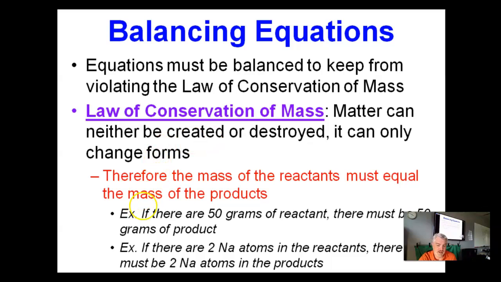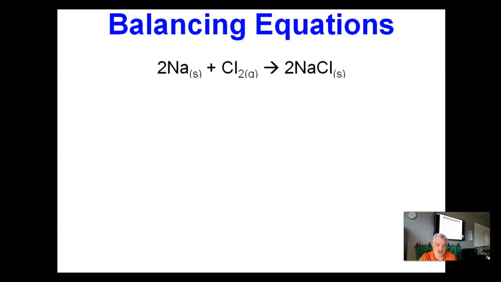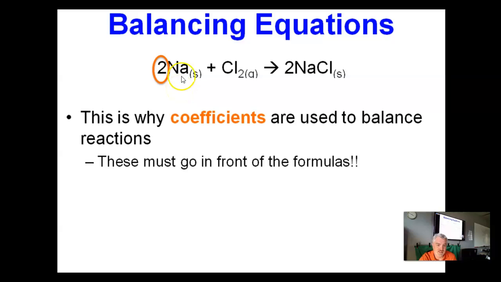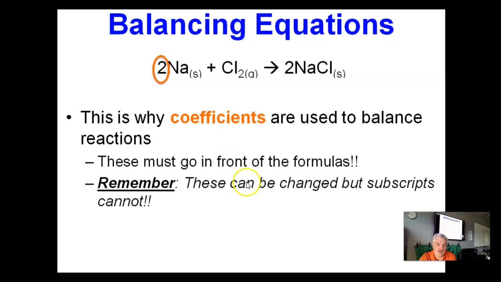If there are 2 sodium atoms in the reactants, there have to be 2 in the products, and that's what balancing equations is all about. Again, the coefficients are what we use to balance the equation. They go in front of the formulas, in front of the elements here. Remember, coefficients can change, but subscripts cannot change.